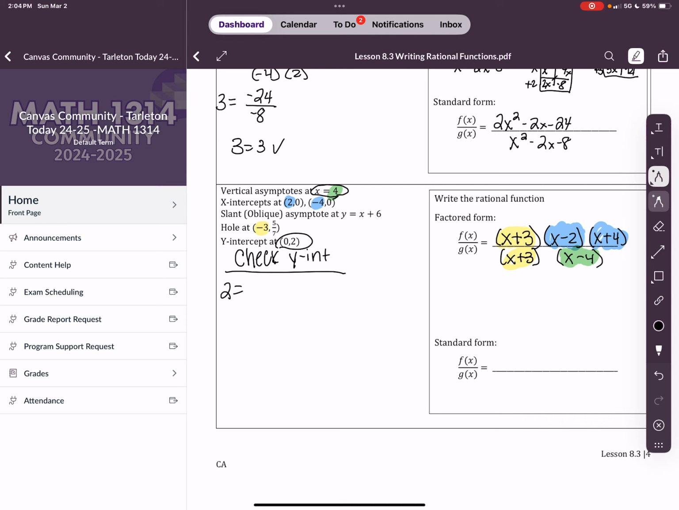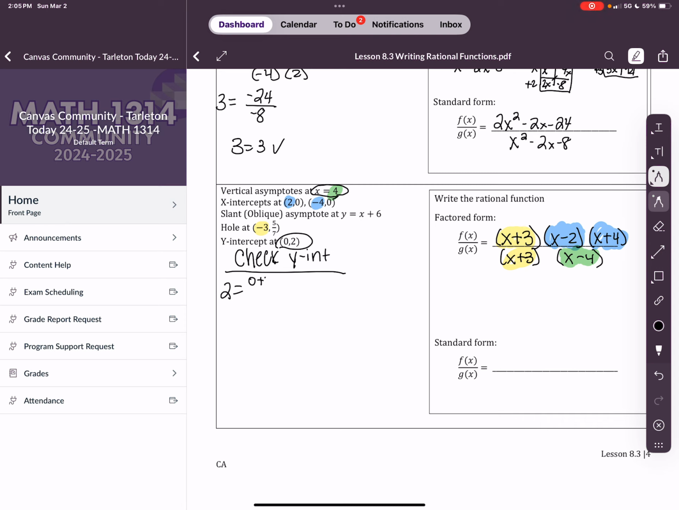I need you to go find Daddy. Mommy, no. Okay, 2 is going to go into y. And then I'm going to plug a 0 in everywhere I see an x. Mommy, I'm busy. Go.